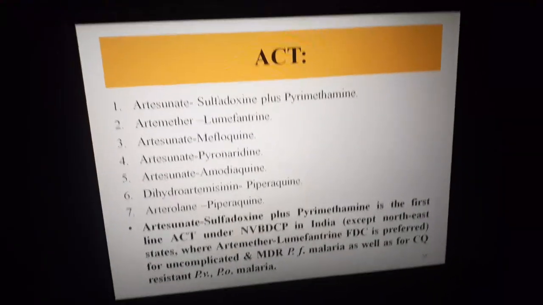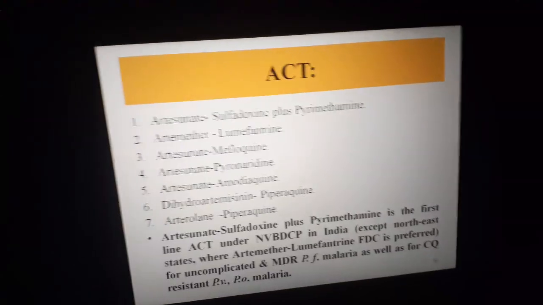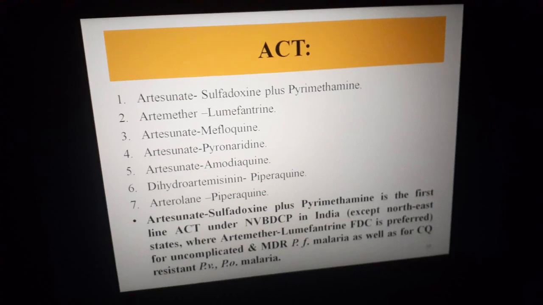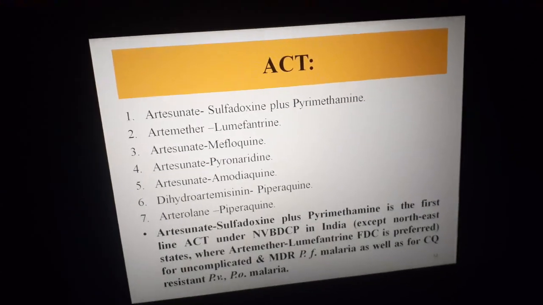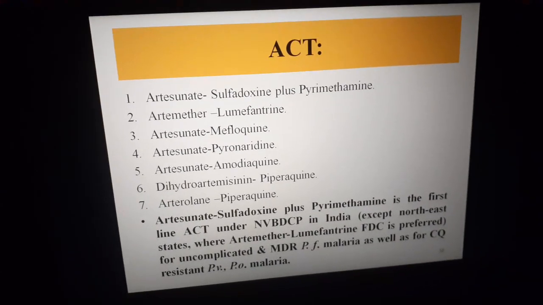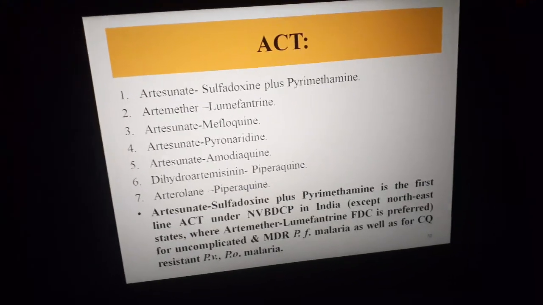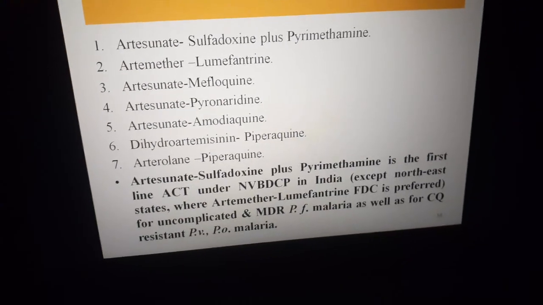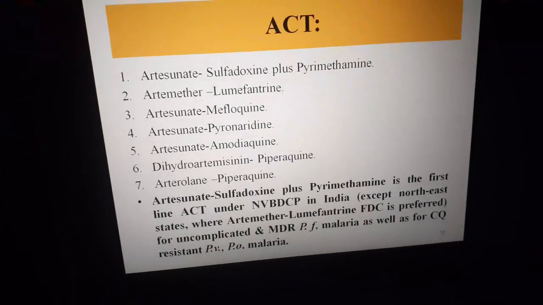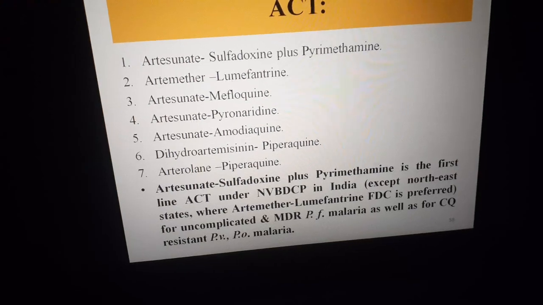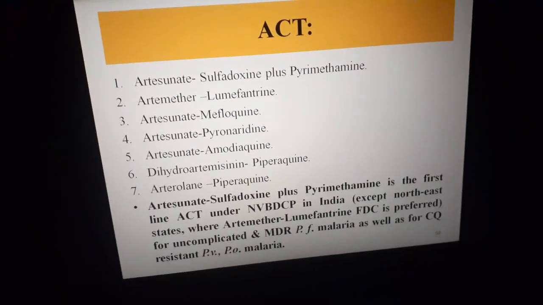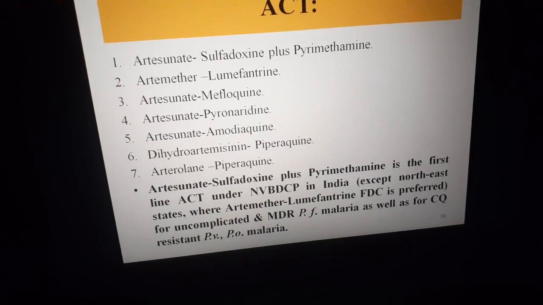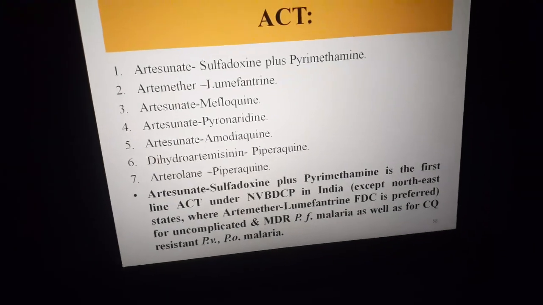So the approved ACTs in India are artesunate plus sulfadoxine-pyrimethamine, artemether and lumefantrine, artesunate plus mefloquine, artesunate plus pyronaridine, artesunate plus amodiaquine, dihydroartemisinin and piperaquine, arterolane and piperaquine. Artesunate plus sulfadoxine-pyrimethamine is the first line ACT under the National Vector-Borne Disease Control Program in India except Northeast states, where artemether and lumefantrine FDC is preferred for uncomplicated and multi-drug resistant Plasmodium falciparum malaria as well as chloroquine resistant Plasmodium vivax and ovale malaria.